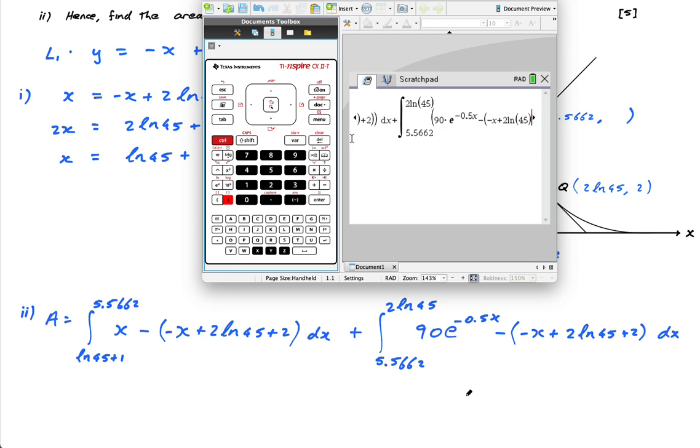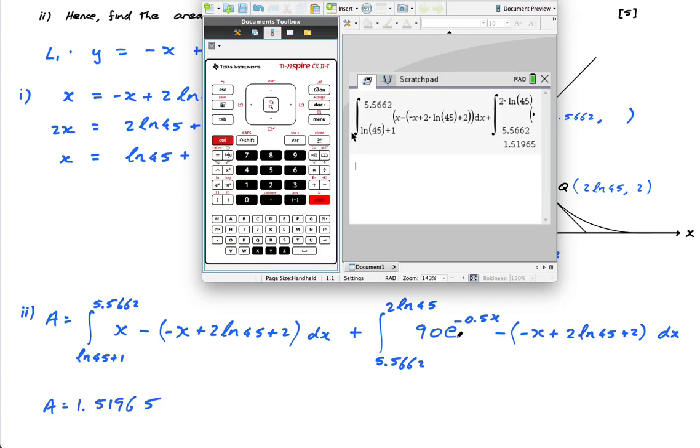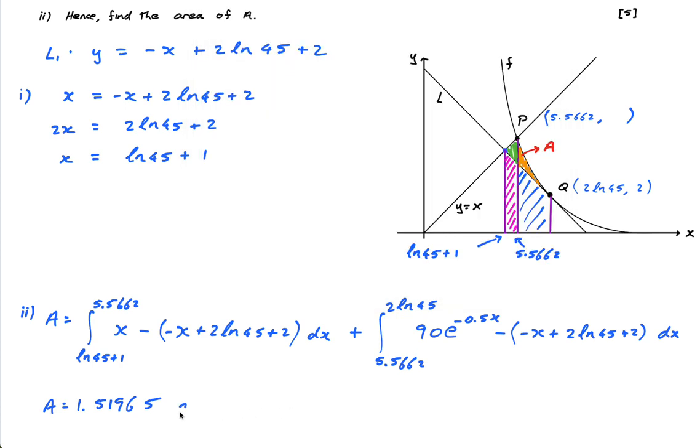Plus ln of 45 plus 2, close my bracket again. This is dx. Hopefully this is right. I think that is correct. 1.51965. So area equals 1.51965, yes, which is approximately equal to 1.52 to 3 significant figures.